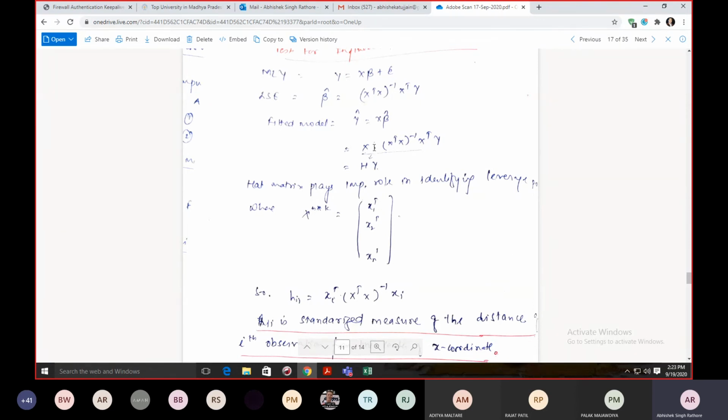Fine. When we consider each element of the hat matrix, it means we have xi transpose, x transpose x whole inverse, into xi, or if you have j, you can go for that value. When we consider hi or hij, this hi is a standard measure of the distance of your ith observation from the center of the x coordinates. So if you get a high value of hi, it indicates that your ith observation is a leverage point.